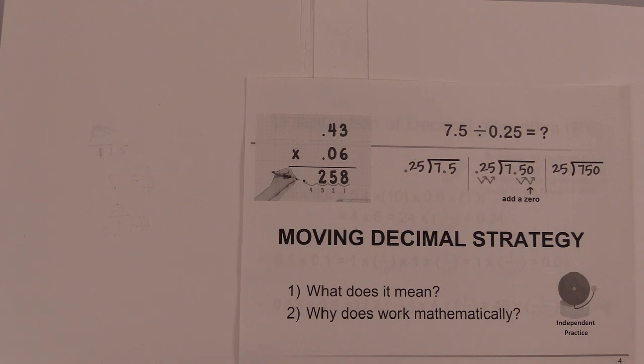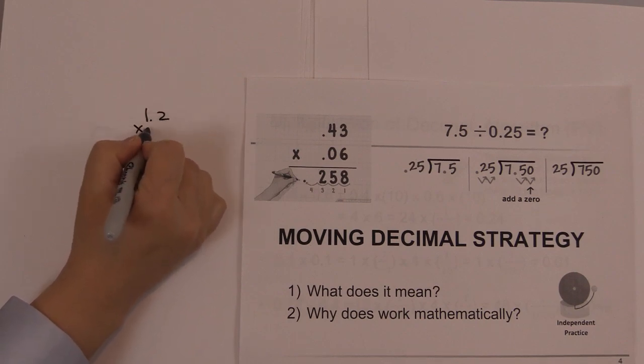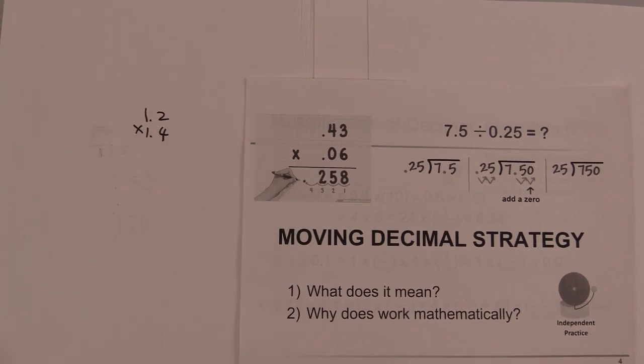So now let's talk about the moving decimal strategy. Maybe a lot of you have heard about the moving decimal strategy, and whenever you have a decimal problem, you probably use it most of the time. For example, if you have a problem like this, what do you do?